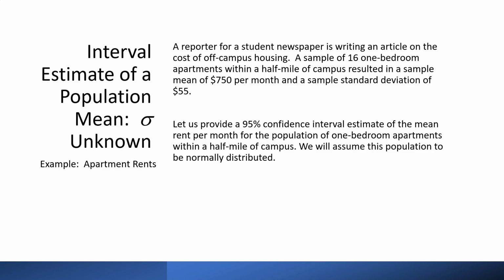So if we look here, we have an example where we're looking at a reporter for student newspapers writing an article on the cost of campus housing. We have a sample of 16 one-bedroom apartments within half a mile of campus. We have a sample mean of $750 per month with a sample standard deviation of $55. So now what we want to do is make a confidence interval at the 95% level to estimate the mean rent per month for the population of one-bedroom apartments within half a mile of campus. And we do need to make the assumption that our data are normally distributed.